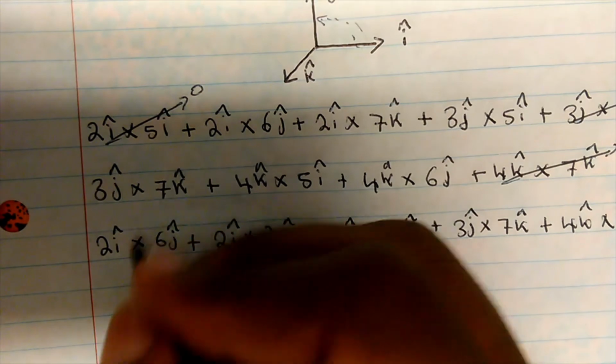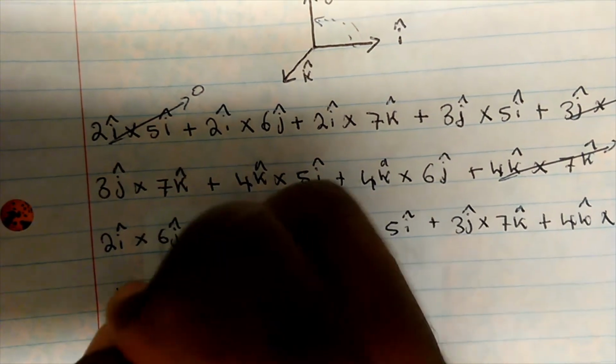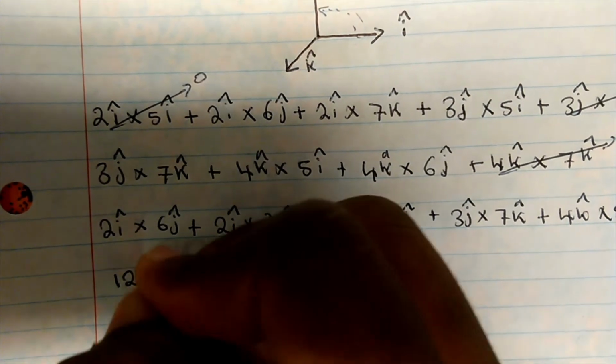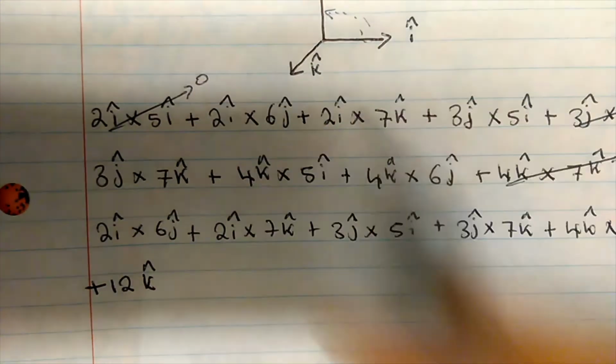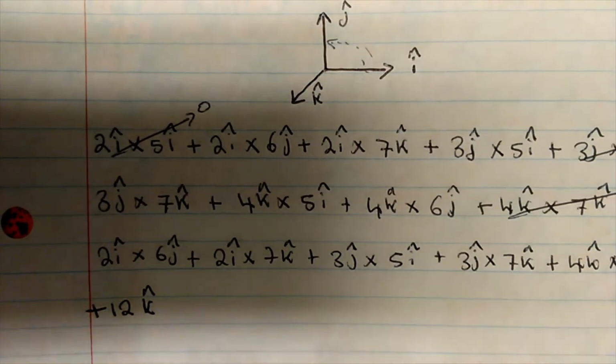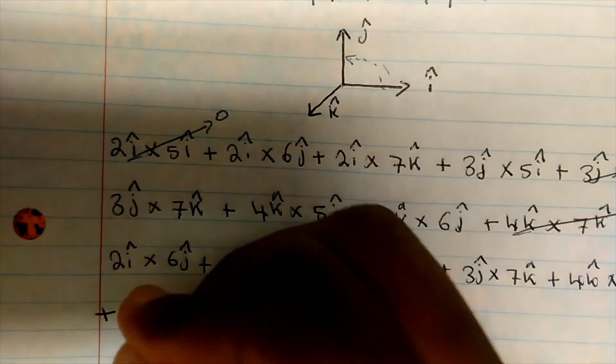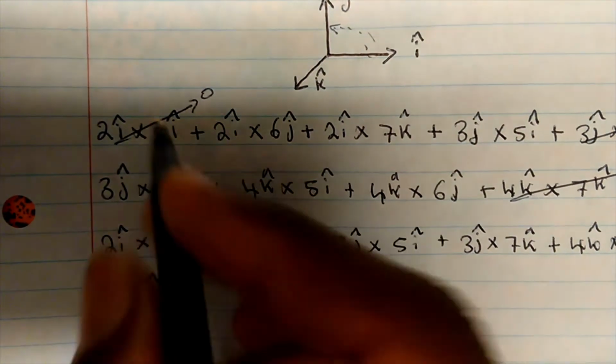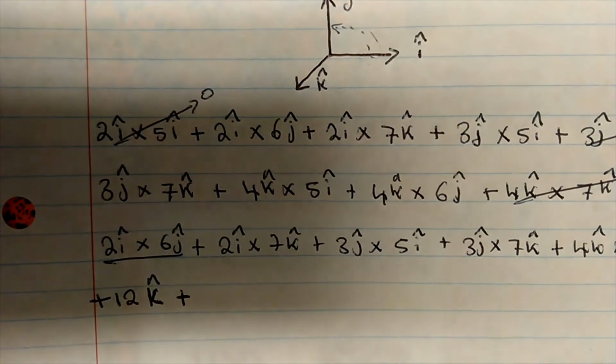And so 2 times 6, that will be 12. And since we're going I hat into J hat, we have to get a K hat. Now remember, it's positive because we're going in the anti-clockwise direction. And this is the reason why I draw this, because I wanted to show you where the signs are coming from and how. So now I'm going to put my equal sign. We're done with this. Okay.